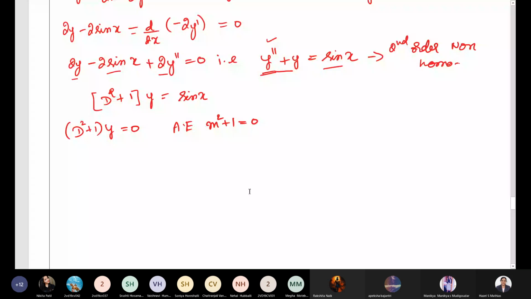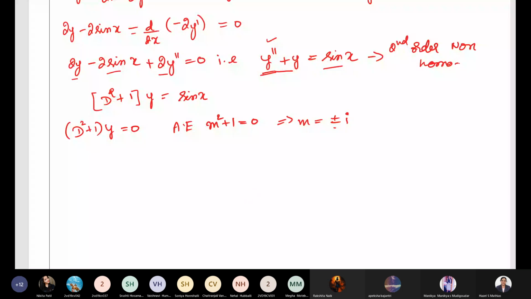m square plus 1 equal to 0. So what will be the value of m? If m square plus 1 equals 0, m square equals minus 1, so m will be plus or minus i.